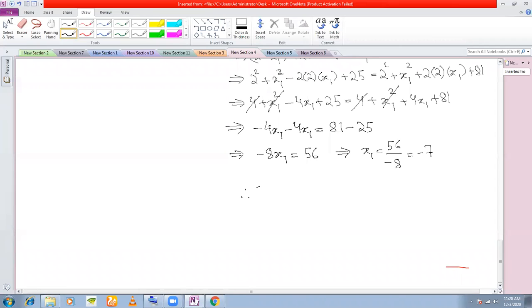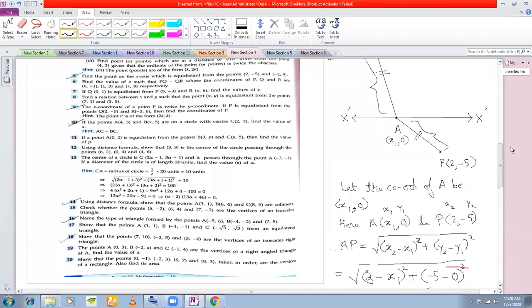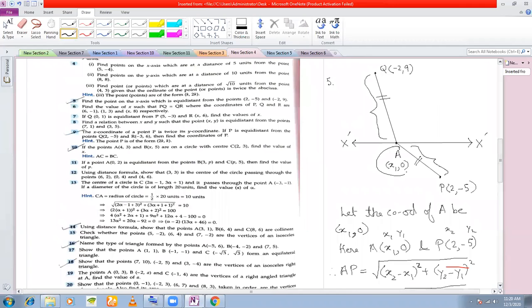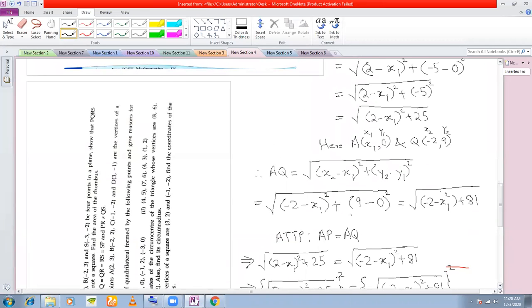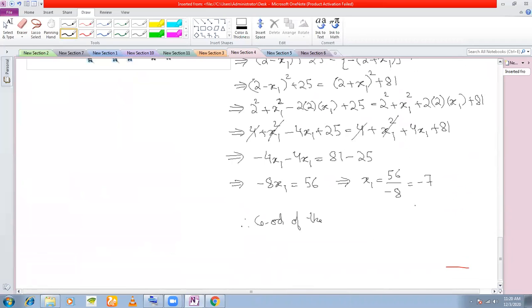So therefore, what are the coordinates of A? We have taken the coordinates of A to be x1, 0. And we have used AP is equal to AQ to find out the value of x1 as minus 7. So therefore, the coordinates of A are minus 7, 0. That's it. So A is the point minus 7, 0, which is always equidistant from the points P and Q, whose coordinates are given to you.